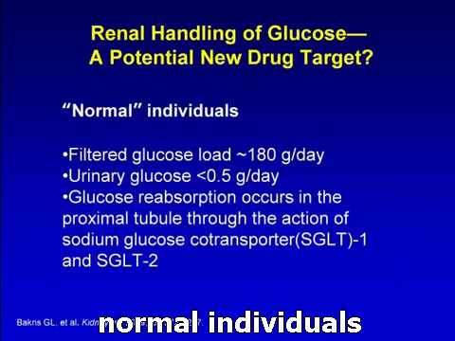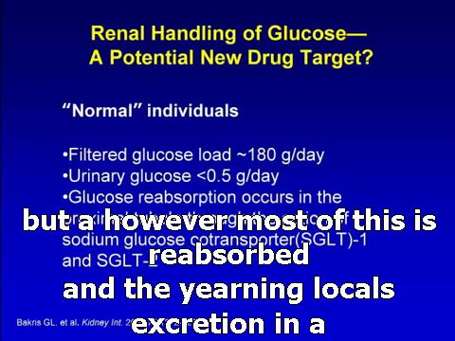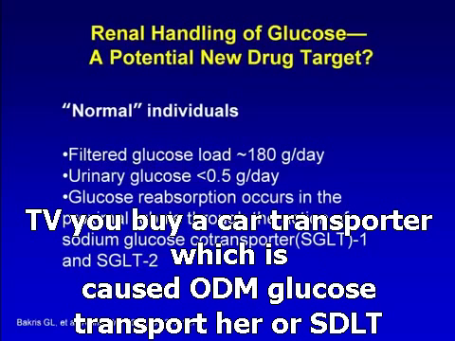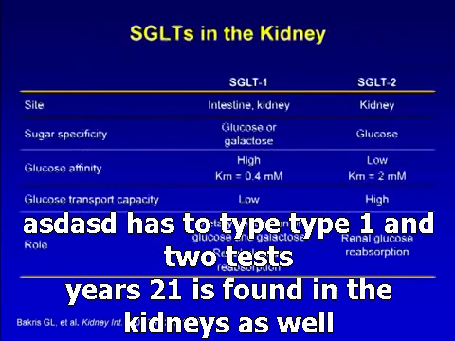So in normal individuals, a large amount of glucose is filtered in the kidneys, approximately 180 grams per day. However, most of this is reabsorbed, and the urinary glucose excretion in a normal person is less than 0.5 grams per day. Glucose is usually reabsorbed in the proximal tubules by a co-transporter, which is called sodium glucose transporter, or SGLT. SGLT has two types, type 1 and type 2.